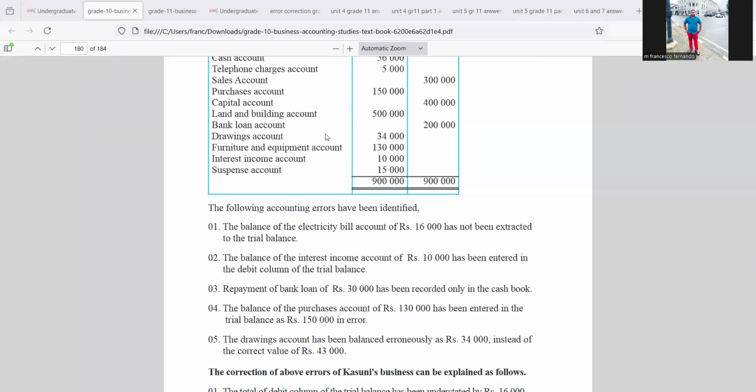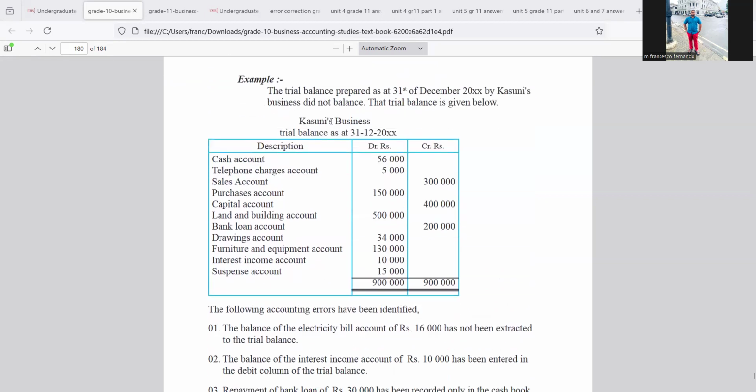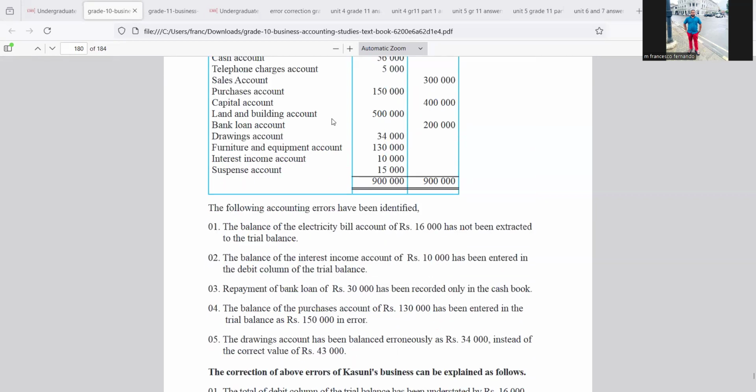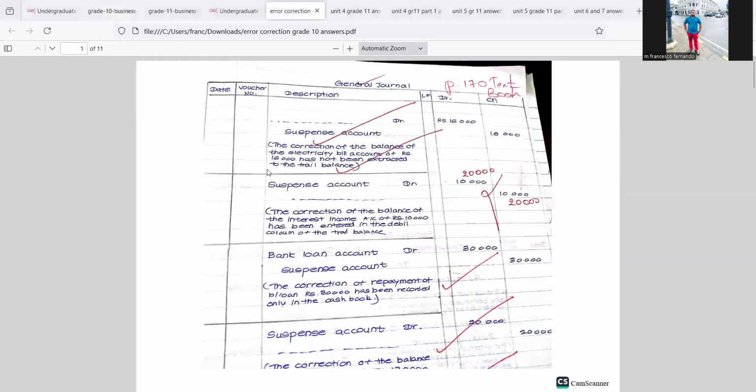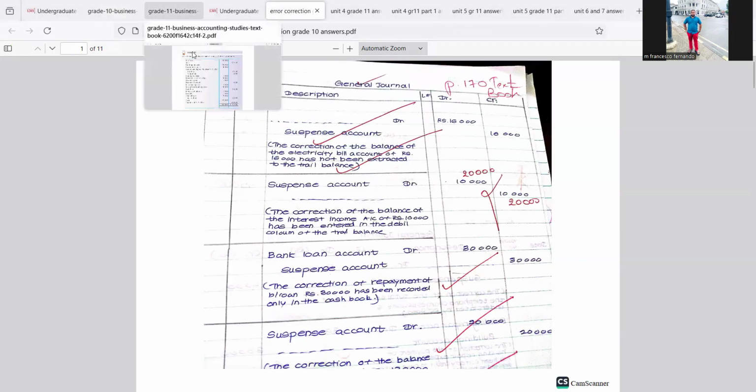So in this recording, I'm going to revise the grade 10 error correction knowledge. If you see this question from the textbook, I'm going to discuss this question from the textbook. The first adjustment: the balance of the electricity bill account, 16,000, not extracted to the trial balance. If you see here now, this is the answer of a last year student.